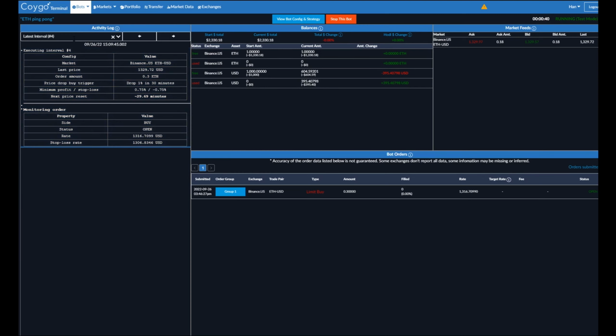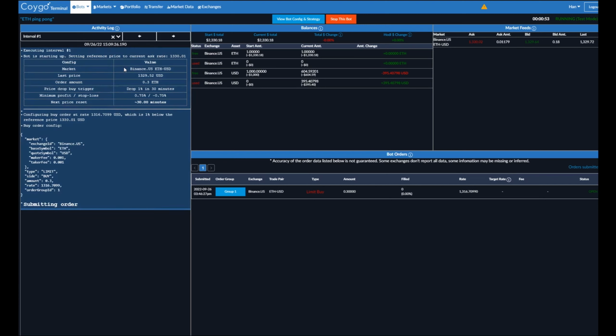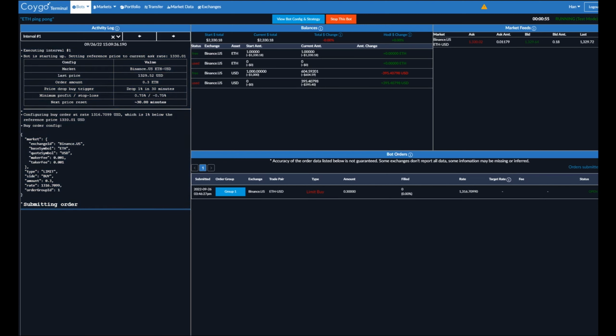So if we want to find out why, we can go here to the activity log, and let's go to interval 1. It says it submitted 1 order. So let's go look at that. All right, for interval 1, the bot is starting up, setting the reference price to the current ask rate of $13.30. So we're on the market of Binance US Ethereum USD. This is the last price. We have a configured order amount of 0.3. The buy trigger is if the price drops 1% in 30 minutes. Minimum profit is 0.75 and the stop loss is 0.75. And the next price reset is in about 30 minutes. So that's from the dynamic price interval that we configured.